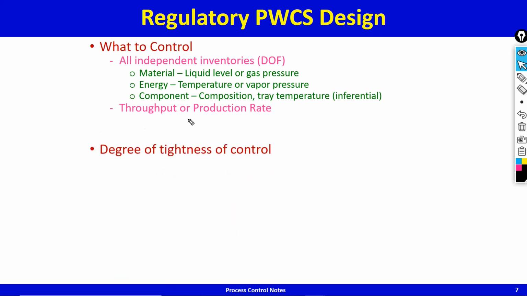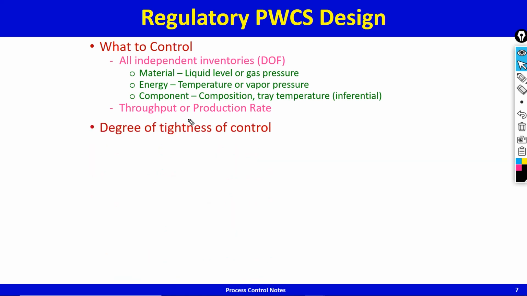So these are things that you need to control purely from the regulatory perspective. We are not talking about economics right now. Then the next question that you ask is, okay, we need to control these inventories. That's clear from degrees of freedom. How tightly do these inventories need to be controlled? And tight control is not always the right answer. The tightest possible control is not always the right answer. In fact, often it is the wrong answer.